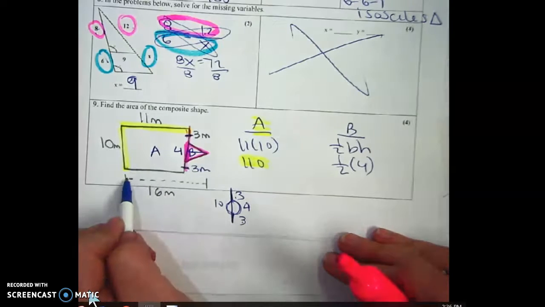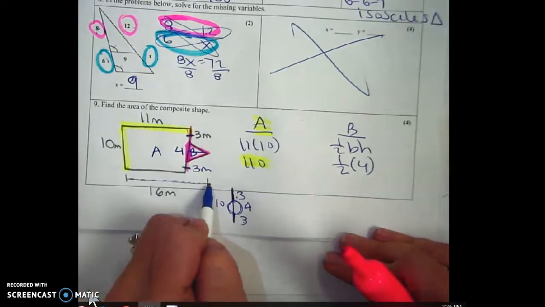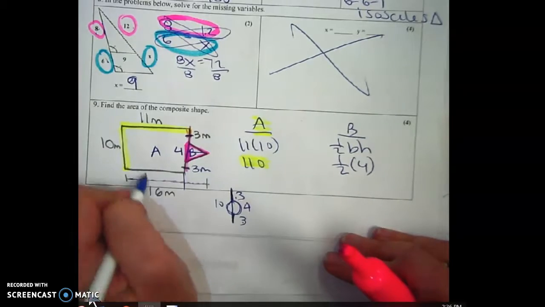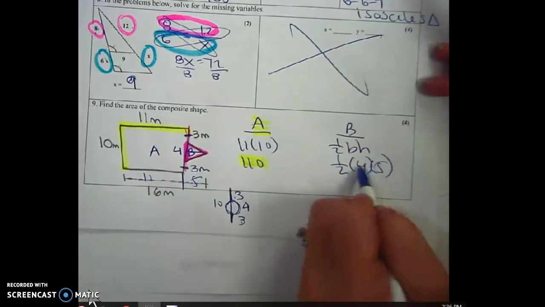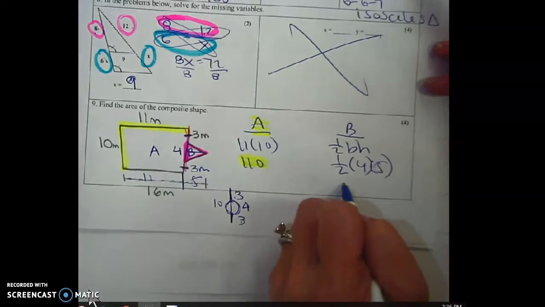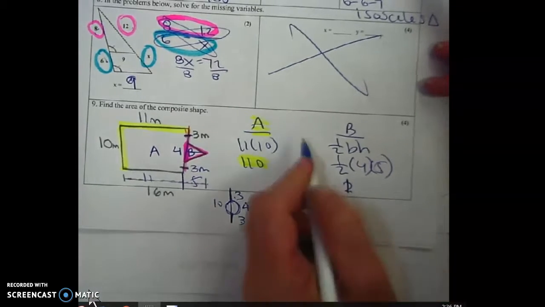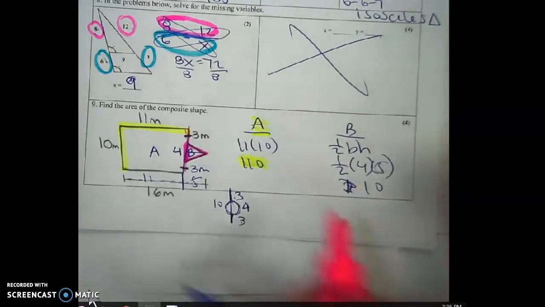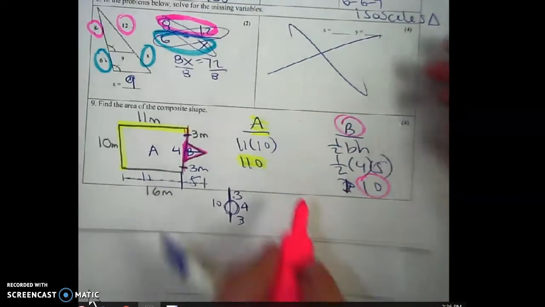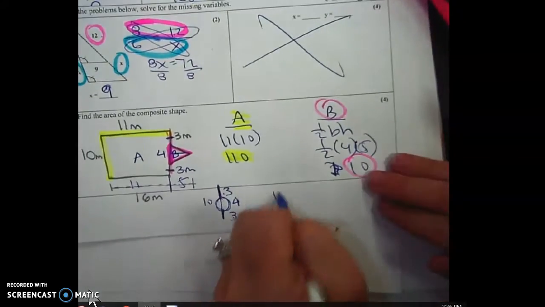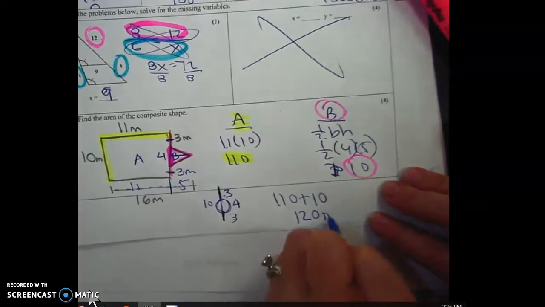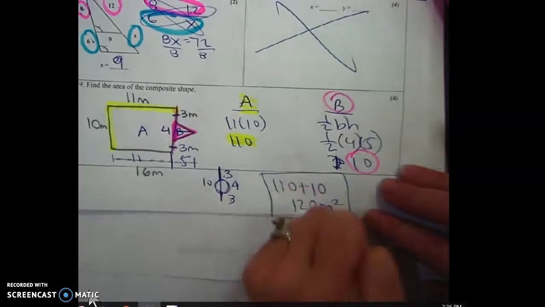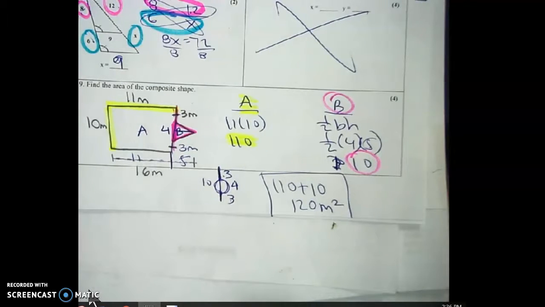So, okay, this whole thing is 16 from here to here. And then from here to here, it's 11. So that means that's got to be 5. 5 times 4 is 20. Half of 20 is 10. So that's shape B. So now I add 110 plus 10, which is 120 meters squared. Okay? So now, go in and study and make sure you're good to go.